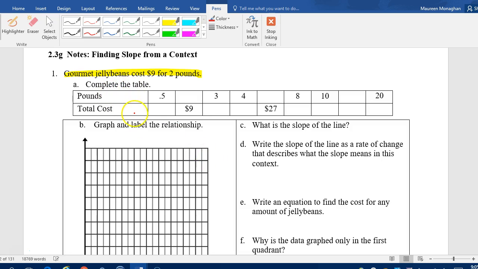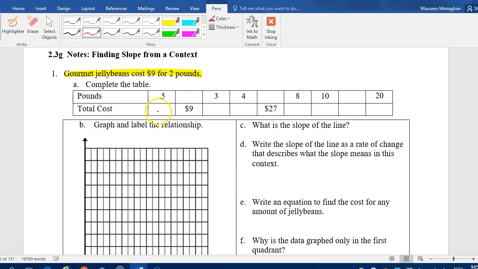We have to complete the table. We have to graph and label the relationship. We have to find the slope. We have to write the slope of the line as a rate of change that describes what the slope means in this context. We have to write an equation to find the cost of any amount of jelly beans, and we have to find out why the data is graphed only in the first quadrant. So we have to answer all these questions.